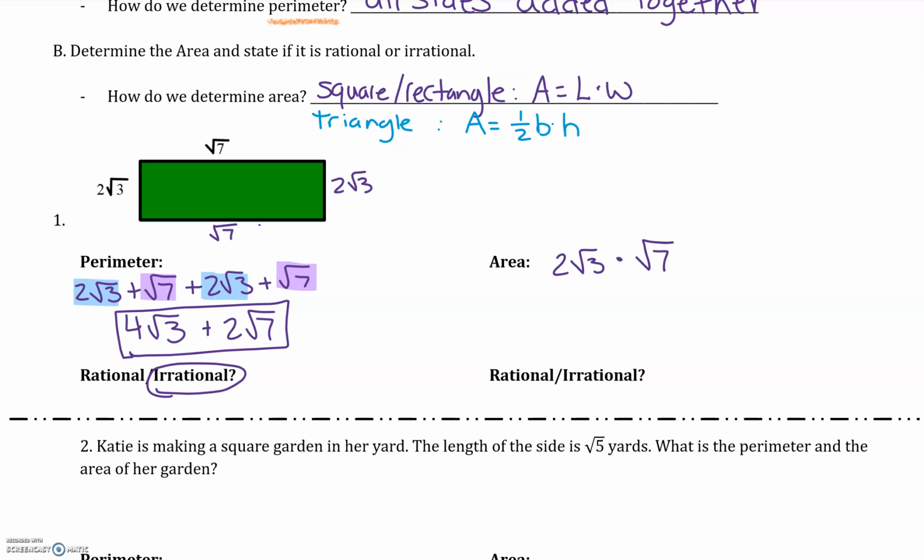So remember, when we are multiplying, we multiply coefficient times coefficient and radicand times radicand. So 2 times this understood 1 is a 2, and then 7 times 3 is 21. 21 does not simplify down at all. If you break it down into its primes, it's 7 times 3, and there's no perfect squares there. So it's 2 square root 21. That is also irrational because it's not a perfect square.